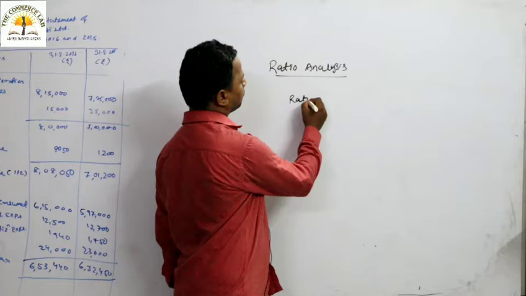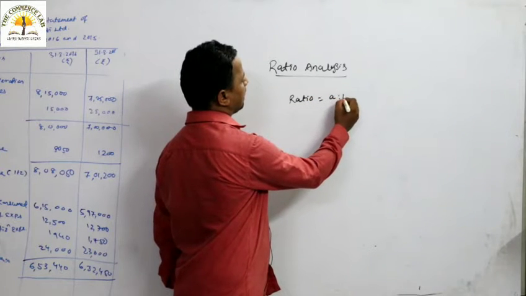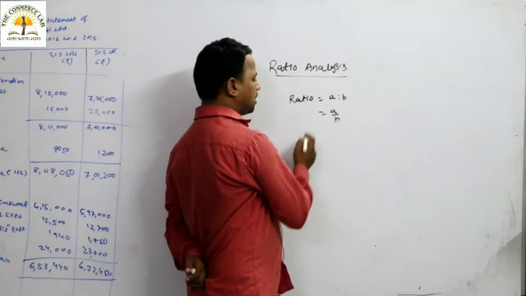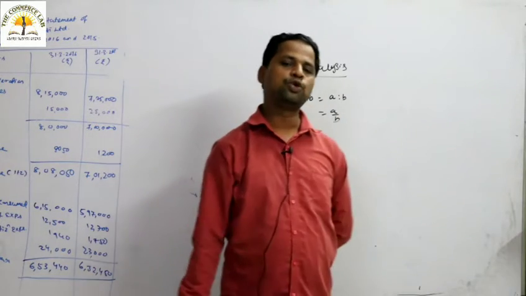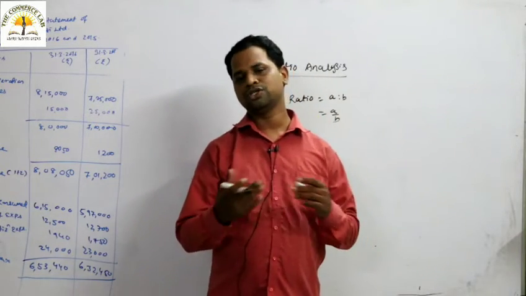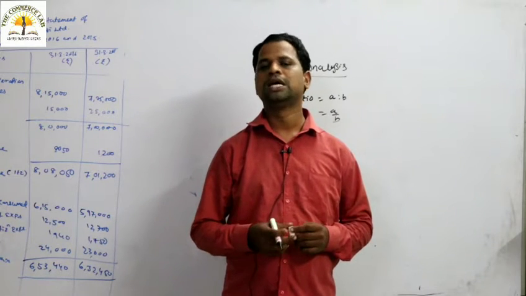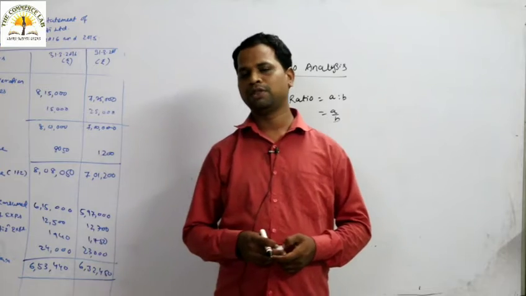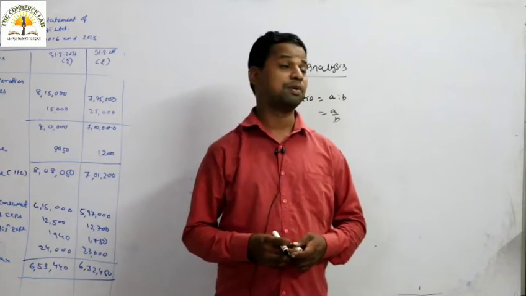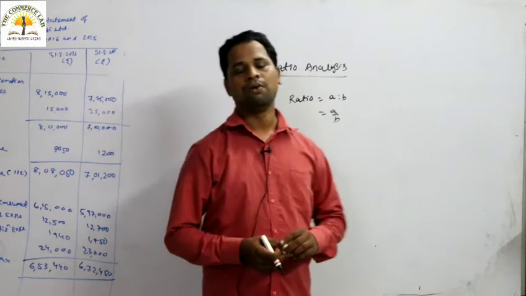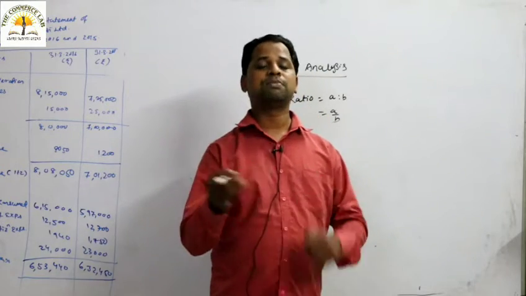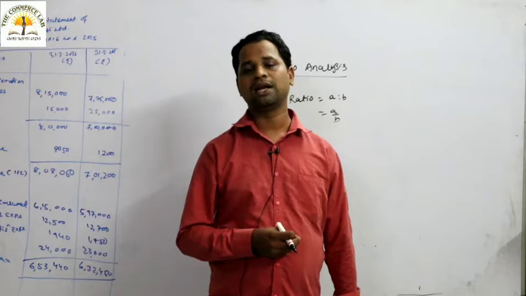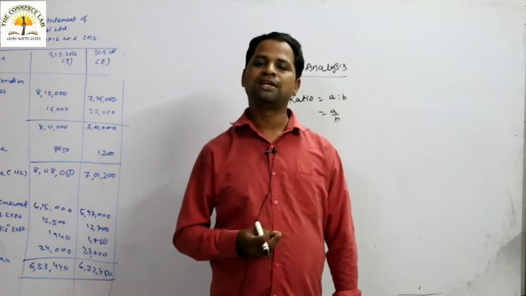Ratio means, let's take A is to B is a ratio, or A by B is a ratio. Ratio means the relationship between two variables. There is a relationship between the two variables, that is known as ratio. So establishing the relationship between the items in the financial statement is known as ratio analysis. What is ratio analysis? Establishing the relationship between the items in the financial statement and interpreting the items is known as what? Ratio analysis.